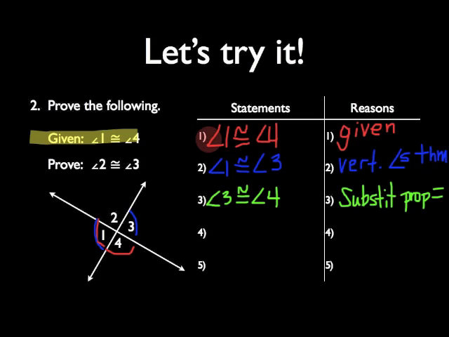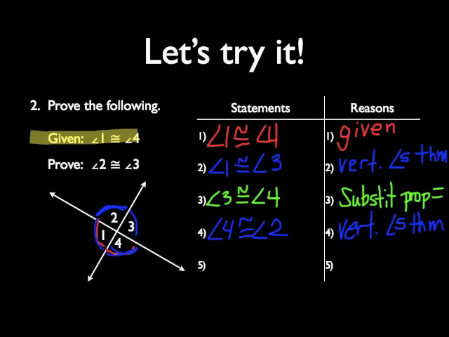Now let's go back to the vertical angles theorem. That tells us that angle 4 is congruent to angle 2. Again, that's the vertical angles theorem. Because they are vertical angles, they are congruent.